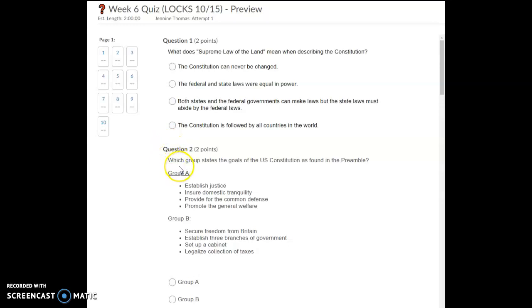Question 2. Which group states the goals of the U.S. Constitution as found in the preamble? Group A, establish justice, ensure domestic tranquility, provide for the common defense, promote the general welfare. Or Group B, secure freedom from Britain, establish 3 branches of government, set up a cabinet, legalize collection of taxes. You are choosing either Group A or Group B.